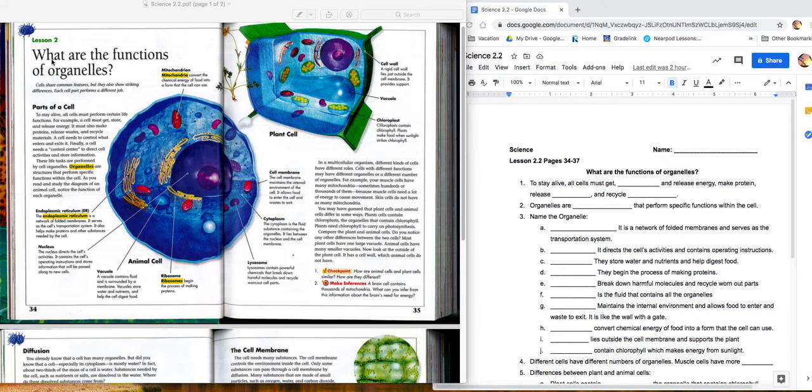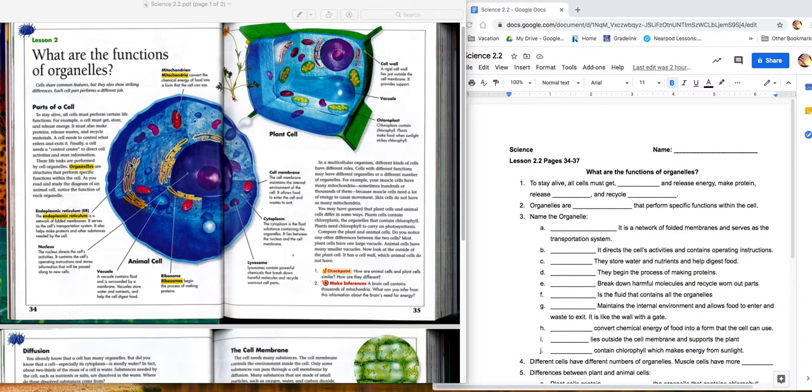We have our question that we're trying to answer as we go through today. What are the functions of the organelles? The organelles are all these things that make up the pieces, the parts of a cell. Cells share common features, but they also show striking differences. Each cell part performs a different job.